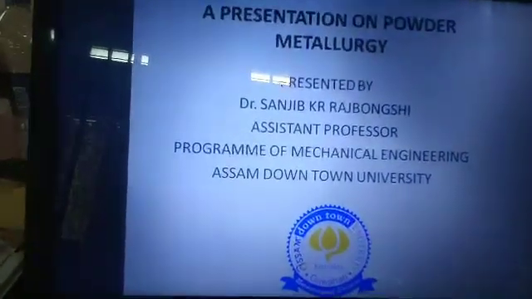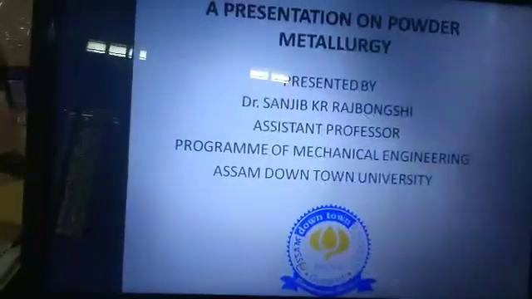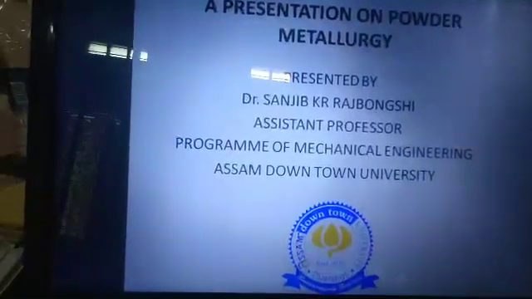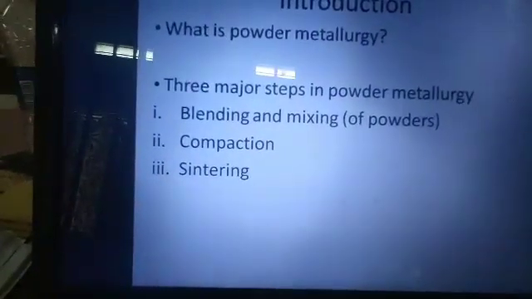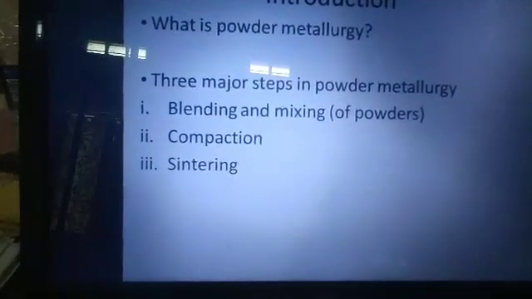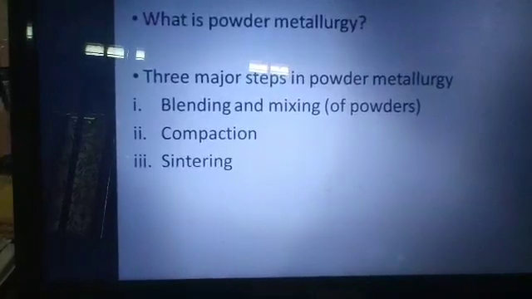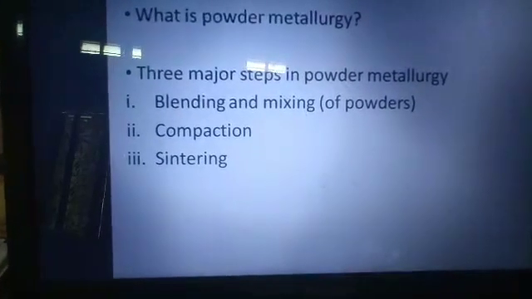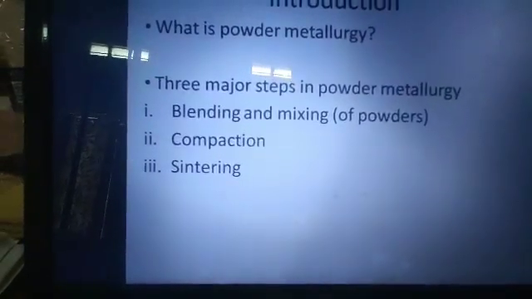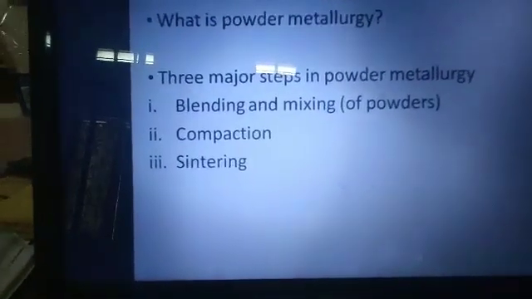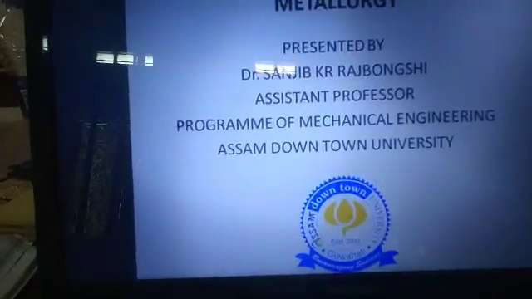I am going to present on powder metallurgy. So what is powder metallurgy? Powder metallurgy is a process in which metallic powders are heated below their melting point to achieve bonding. The powder metallurgy process involves three major steps: blending and mixing, compaction, and sintering.